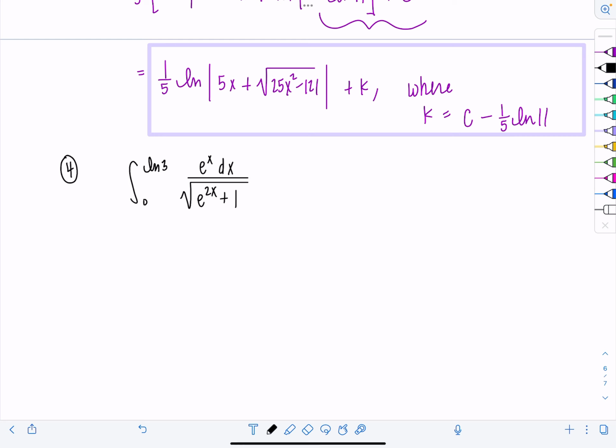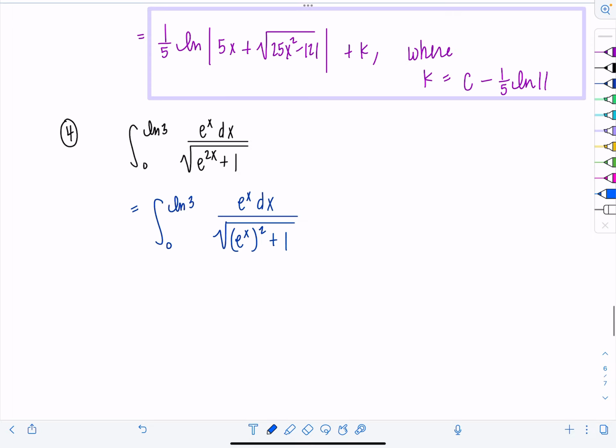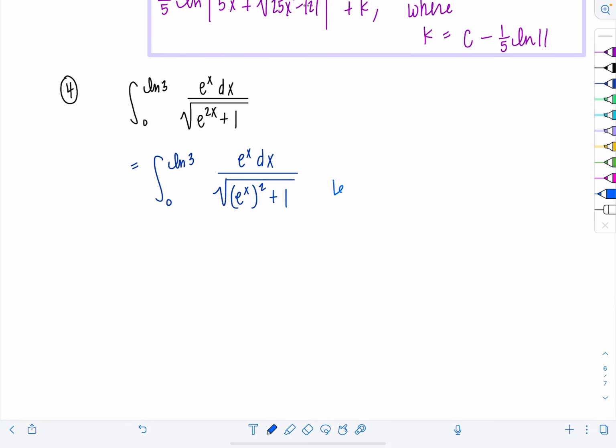I'm going to give you a big hint that you're going to u sub first and then use a trig substitution, okay? And to inspire you maybe with the u sub, let's rewrite the denominator. We've still got e to the x dx in the numerator, but downstairs I'm going to write square root e to the x squared plus 1. Can you see what a good choice for u would be? Yeah, we should let u equal e to the x, because then du would be e to the x dx, which we have right here.